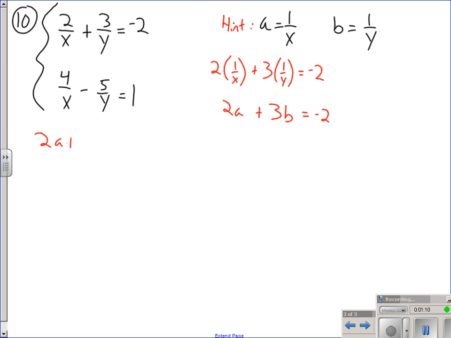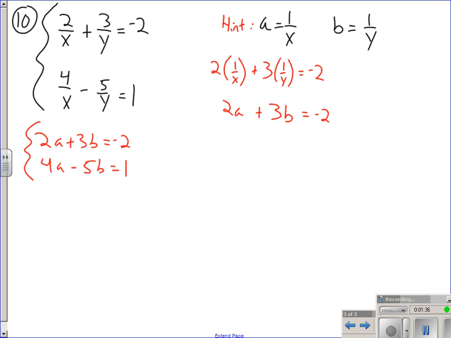So 2a plus 3b equals negative 2. You apply that same logic to the second equation, and you get 4a minus 5b equals 1. Now you can just solve this system for a and b like normal. There is one extra step though, and I'm not going to do this work. You're going to go through and solve for a and b.